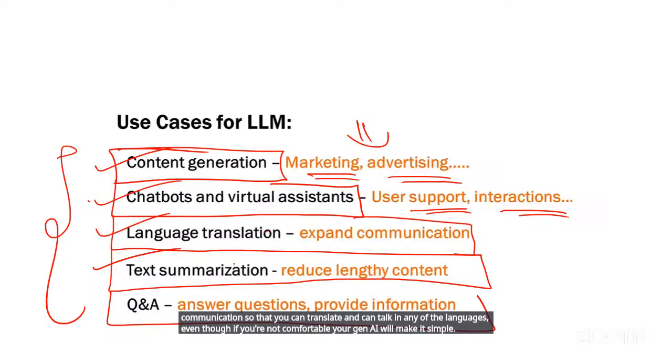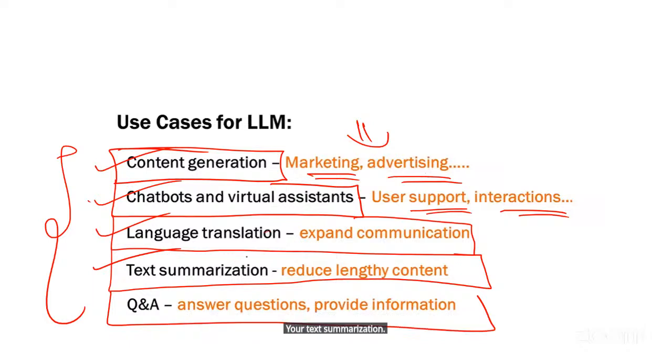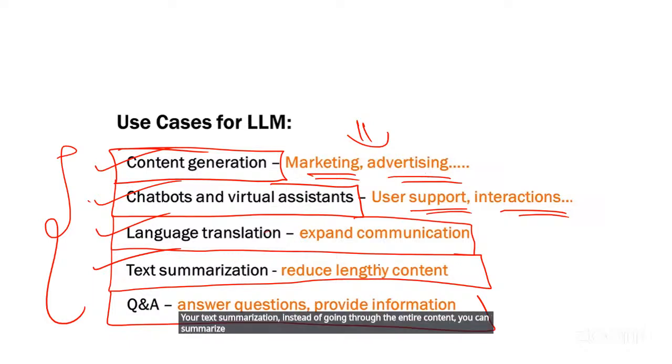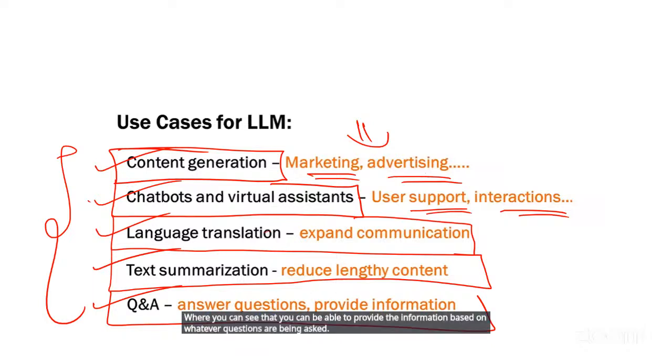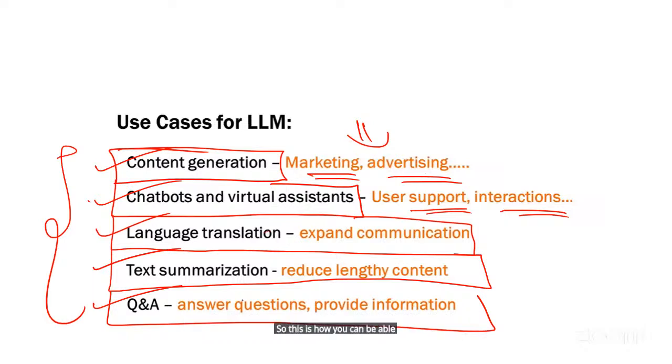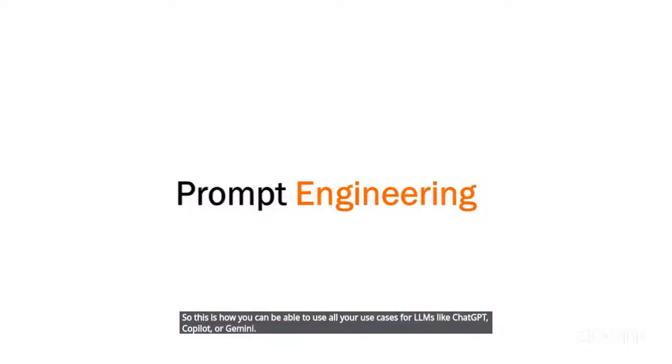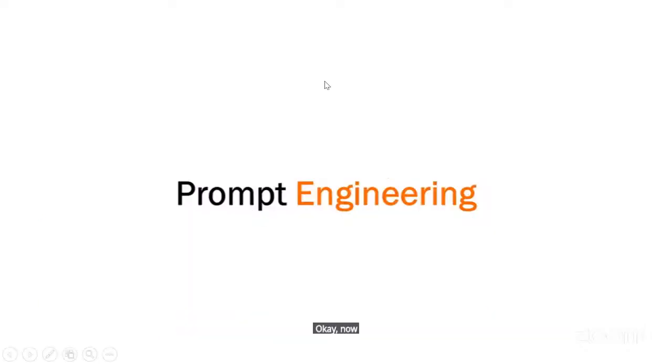Your text summarization: instead of going through the entire content, you can summarize the text and see the response appropriately. And then finally, question and answers, where you can provide the information based on whatever questions are being asked. So this is how you can use all your use cases for LLMs like ChatGPT, Copilot, or Gemini. Okay. Now moving on to prompt engineering, which is very, very important for all of us.